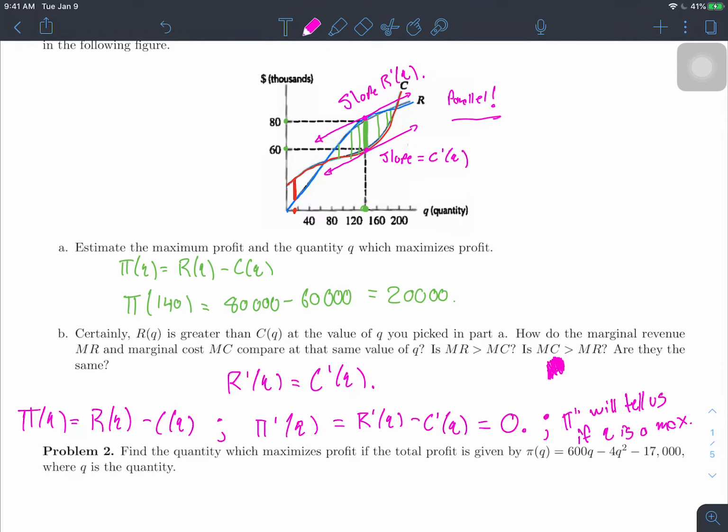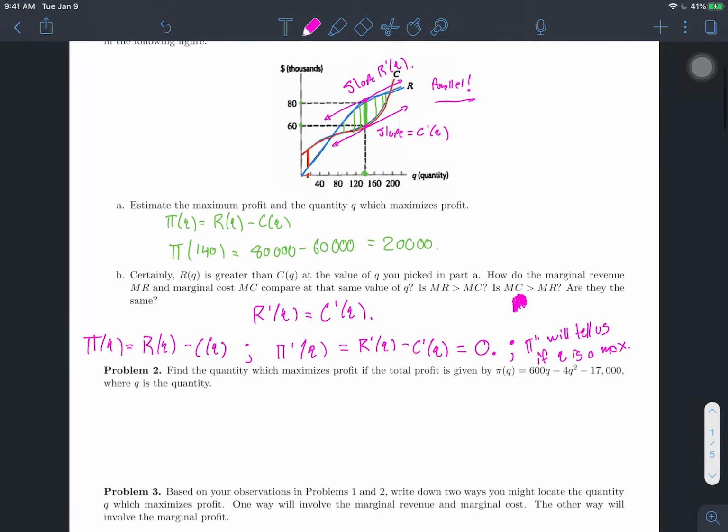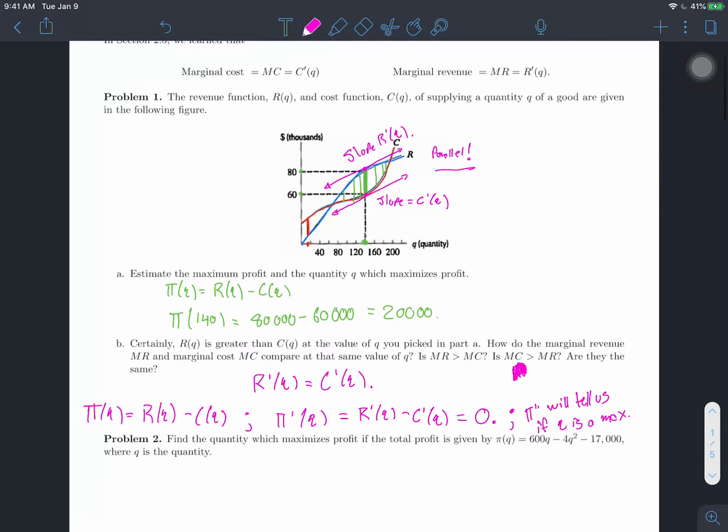Okay, so that's when we're going to maximize our profit, which is what we're trying to do in most of these problems. So we want to maximize profit. It comes down to finding where R prime is equal to C prime.